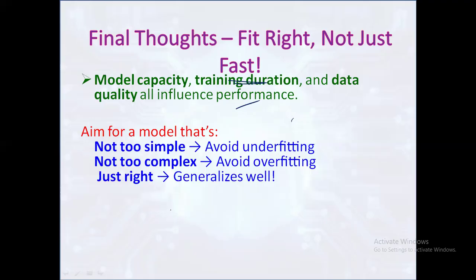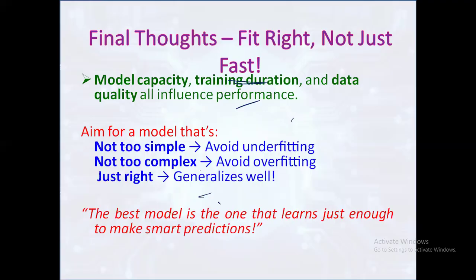On the other hand, if the model is highly complex, it can memorize the training data, leading to overfitting. This hurts its ability to perform well on unseen data. So the ideal model lies in between, not too simple, not too complex. It learns just enough from the training data to make accurate predictions on new inputs. So the goal in machine learning is to design a model that generalizes well. This means learning meaningful patterns without memorizing irrelevant details.